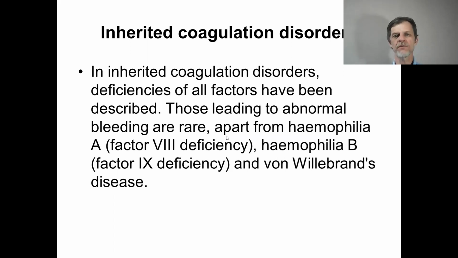Everyone knows about hemophilia. Hemophilia A is deficiency of factor 8. Hemophilia B is deficiency of factor 9. Maybe we also know about Willebrand's disease. So these are typical examples of inherited coagulation disorders.